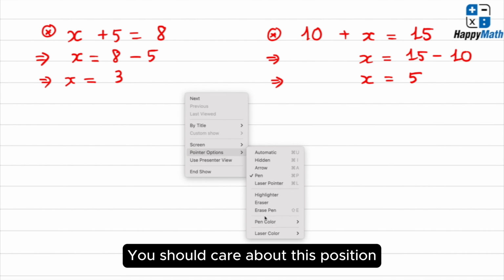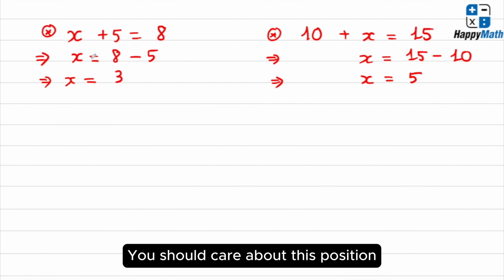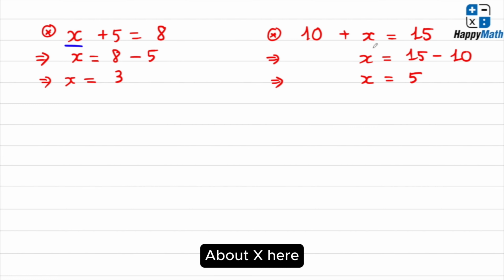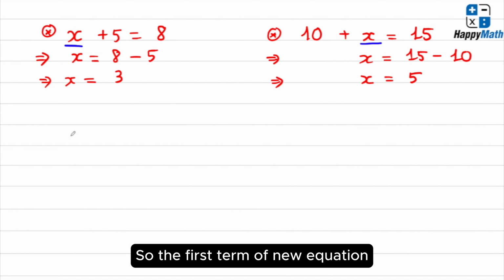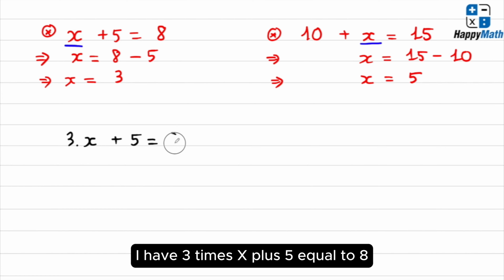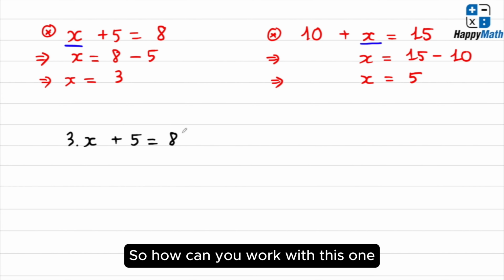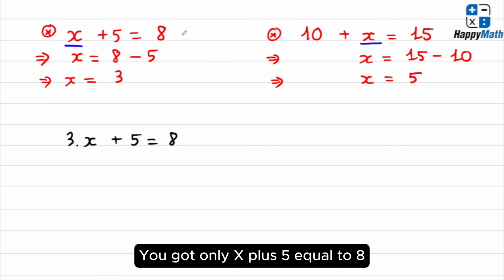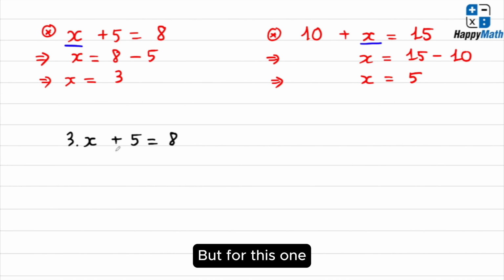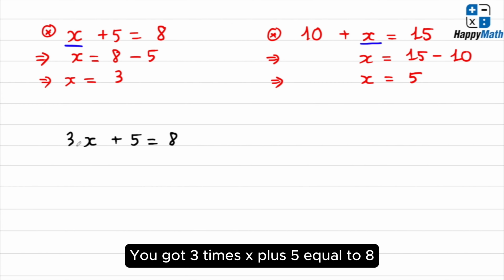Think carefully and you should care about the position of x here and x here. The new equation has 3 times x plus 5 equal to 8. So how can you work with this one? You can see the first equation has only x plus 5 equal to 8, but this one has 3 times x plus 5 equal to 8.